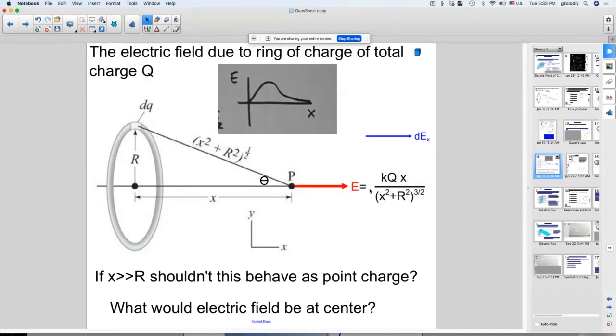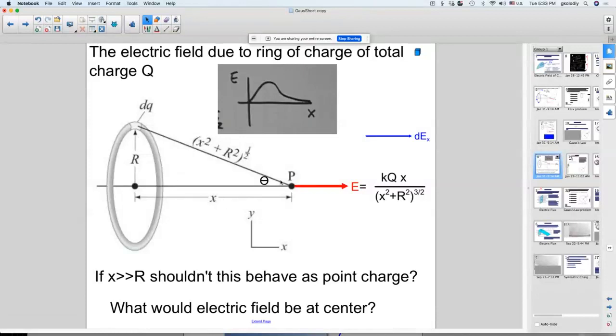Now let's answer a couple of questions. For example, it tells you the electric field at various values of x. Here's x. Here's r. R does not change if we go along here. But what would it be, for a couple of examples, if x was very much bigger than r? In other words, if we went pretty far away so that x here is much bigger than r.